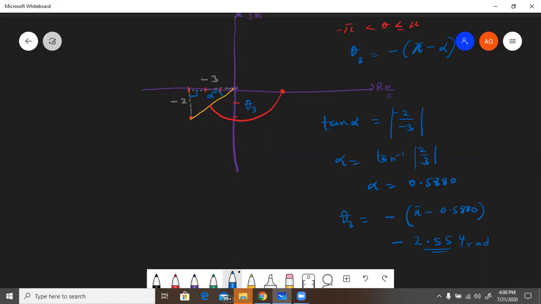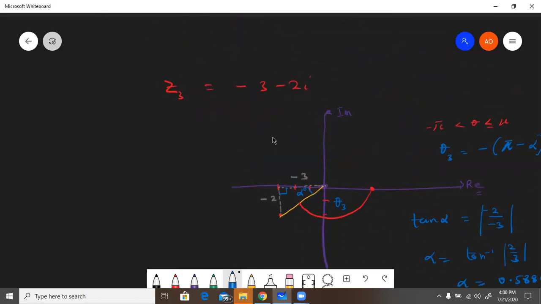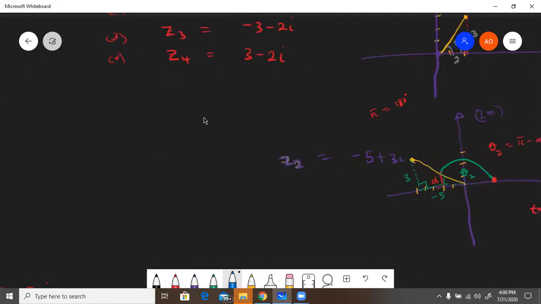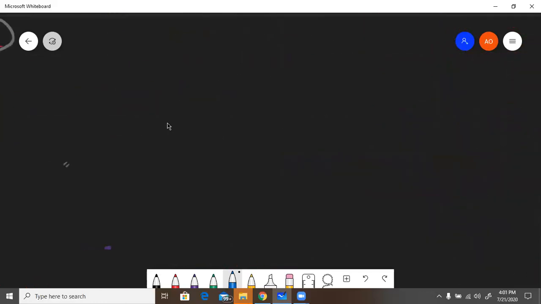Okay, and lastly, let's go to the last question, Z4. Z4 is 3 minus 2i. Z4 equals 3 minus 2i. Let's see which quadrant this will fall into.